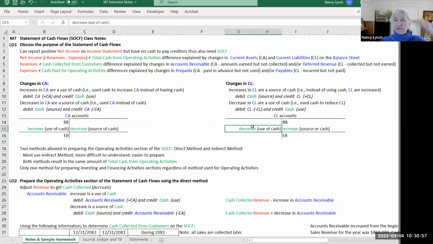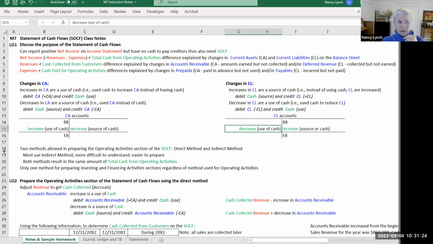And then the opposite, if your liabilities go down, that takes cash. That's a use of cash. So if we're talking about deferred revenues, if it went down, it means we did not collect as much as we earned. If we have a decrease in a payable, it means we not only paid all our expenses, we paid even more to get this balance to go down.